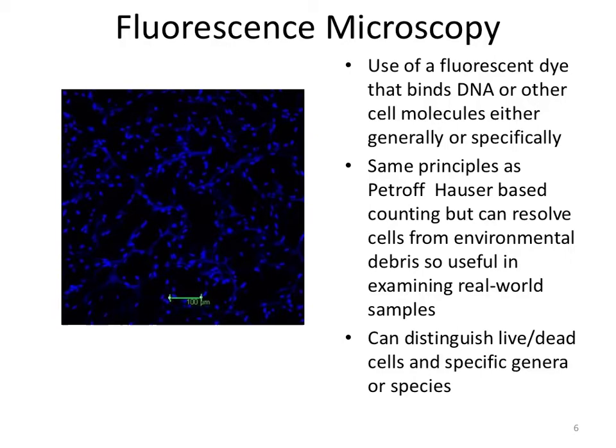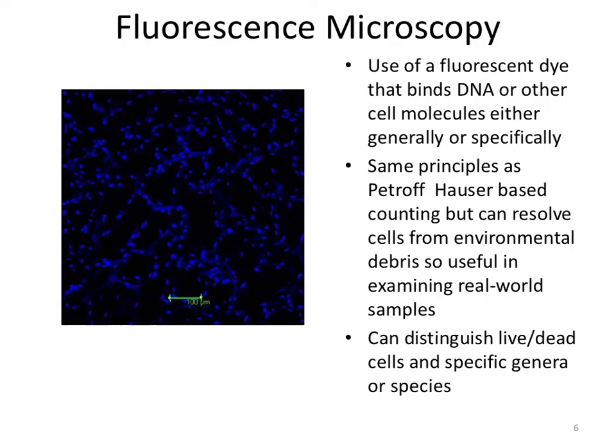So a really common method that microbiologists use to deal with that is fluorescence microscopy. So they are still counting cells using the microscope, but they're dyeing those cells with a fluorescent dye that binds DNA or other cell molecules either generally or specifically. It's the same principle as using a Petroff-Hausser chamber. So it's still cell counting, but it can resolve cells from environmental debris by the fact that the cells will fluoresce and the debris should not. So it's very useful in examining real-world samples.